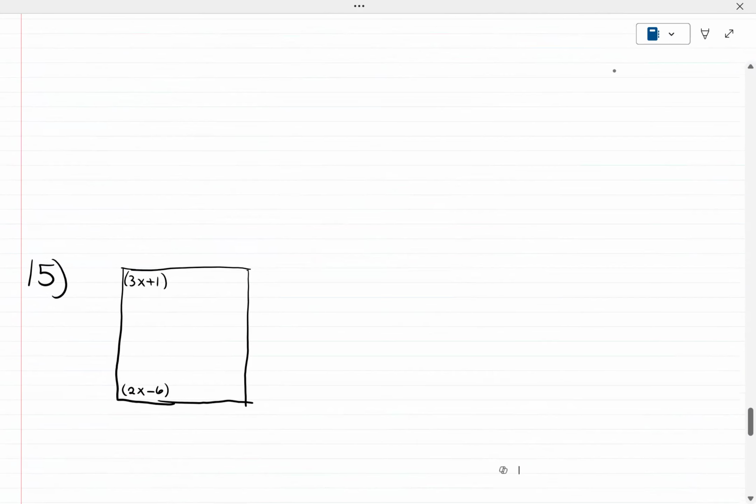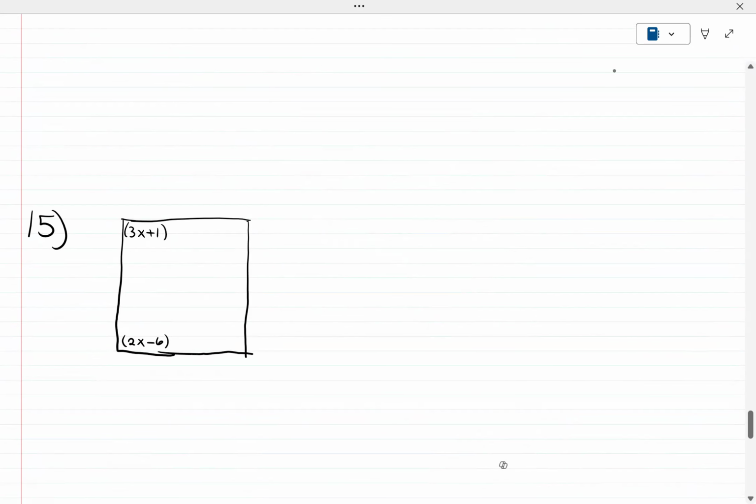Okay, what about 15? Let's find x. So they only give us these two angles. What do we know about these two angles? Are they congruent or not? They are definitely not congruent. They are supplementary. So if you add up this angle plus this angle, they add up to 180, right? So we could say 3x plus 1 plus 2x minus 6 equals 180.